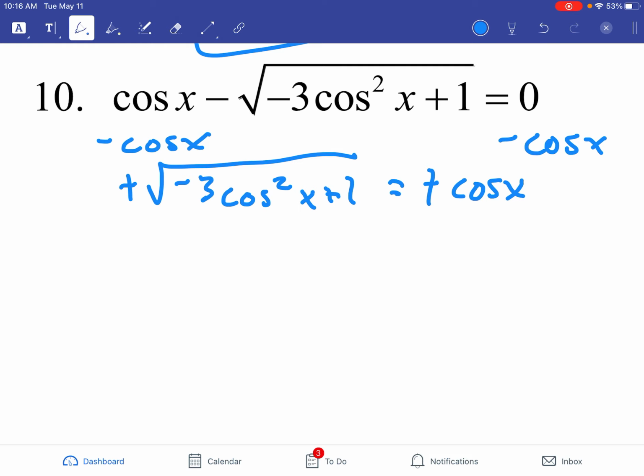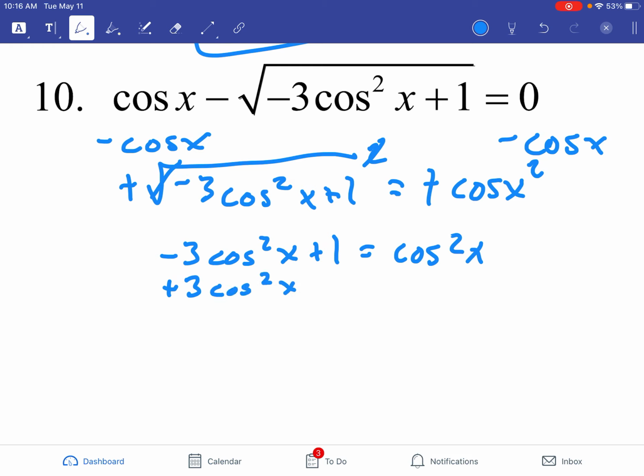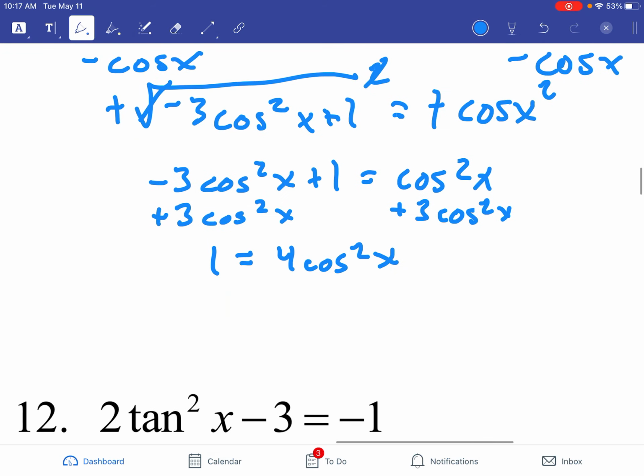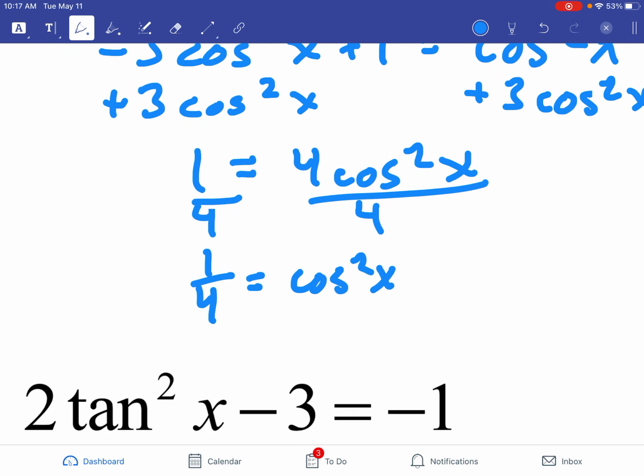Now that the square root sign is by itself, I can square both sides. So the square root and the square root cancel out. I get negative 3 cosine squared x plus 1 equals cosine squared x. Okay, if I add the negative 3 cosine squared x to both sides, I would get 1 equals 4 cosine squared x. All right, then I would divide both sides by 4. So I get 1/4 equals cosine squared x.